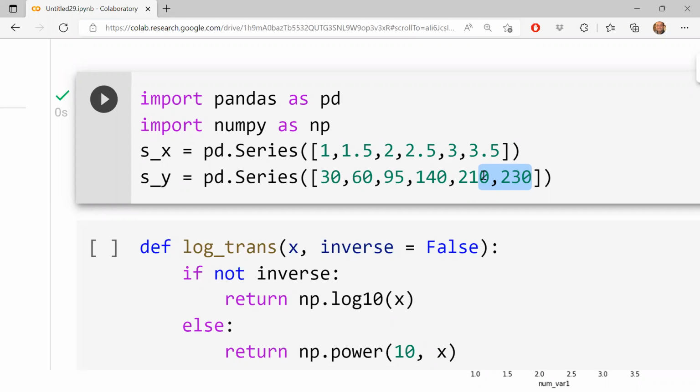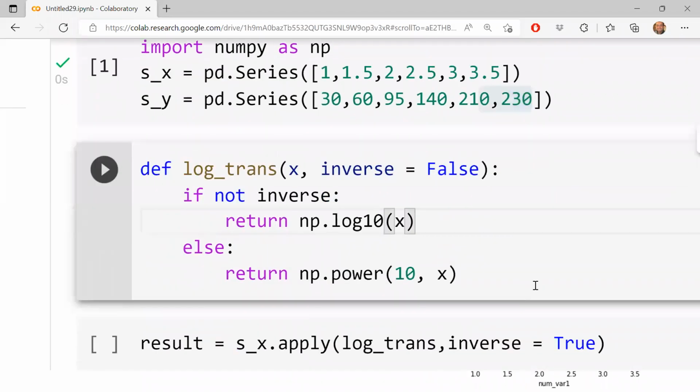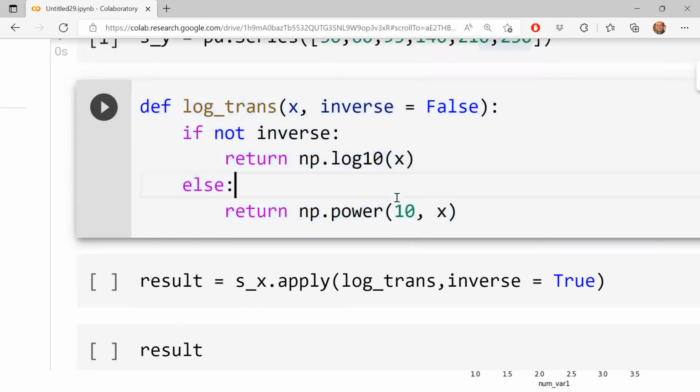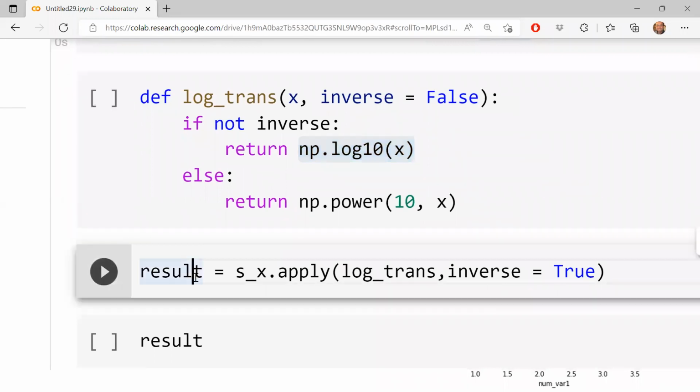So I have written the same function that I have shown you. Can you see it? So what did I say? I have a function called log transformation. This is the x that you want to give me, and the inverse is false by default. If you don't give me anything, it's going to be false. It means you want to apply the log transformation. And look, here is the result.